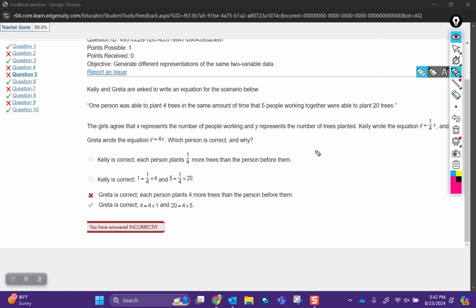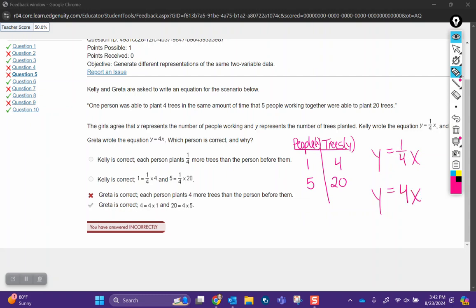Okay, so if we make a table, people are the X, and trees are the Y. Here we are told one person plants 4 trees, 5 people plant 20 trees. Now if we look at these two equations, we just have to decide which one fits the scenario. Which one, when I plug the X value in, do I get the correct Y value?